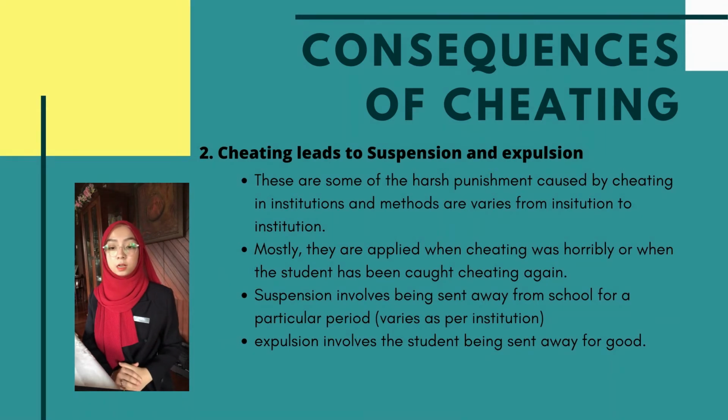Number two is that cheating leads to suspensions and expulsions. These are some of the harsh punishments caused by cheating in institutions. The severity of cheating punishable through these methods varies from institution to institution. Mostly they are applied when the cheating was horrible or when the student has been caught cheating again.